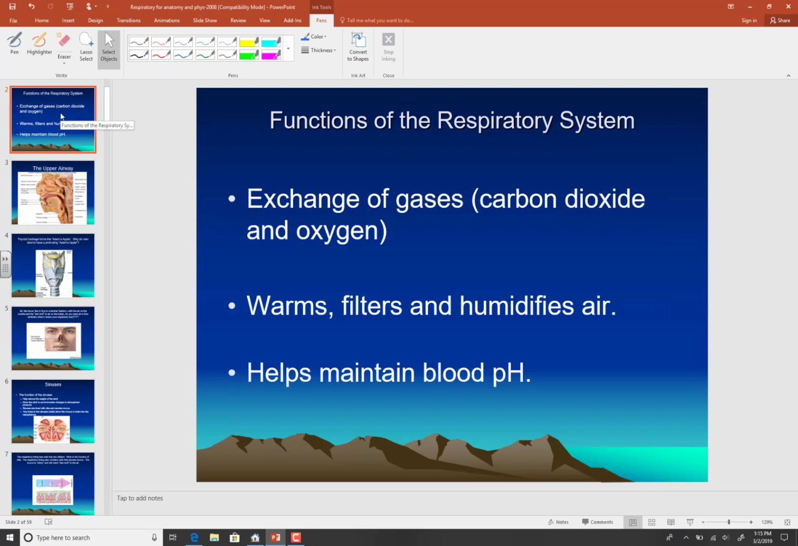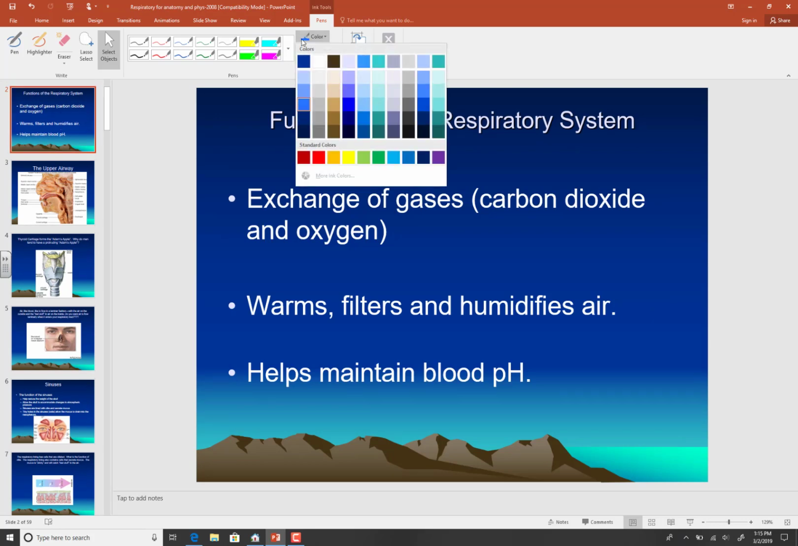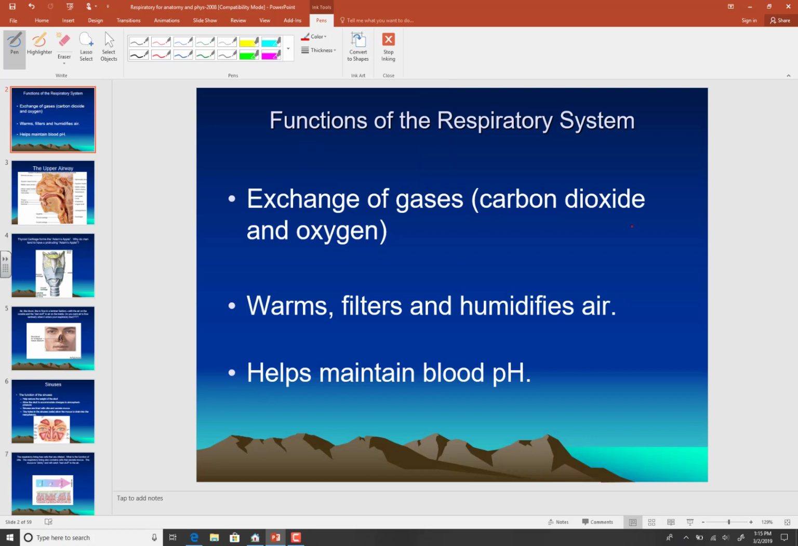These are the functions of the respiratory system. Its biggest one is to exchange carbon dioxide and oxygen. And remember that you make CO2 as a byproduct of metabolism at the cells. So you have to get rid of CO2 in the lungs.